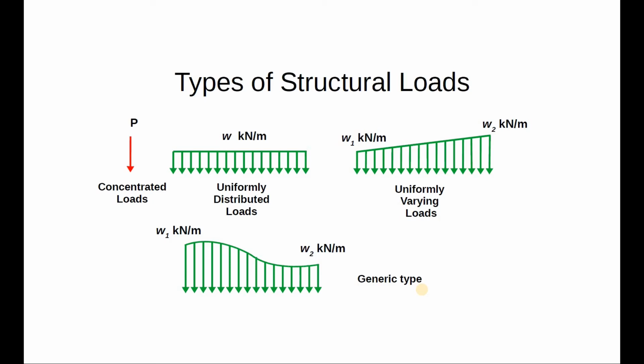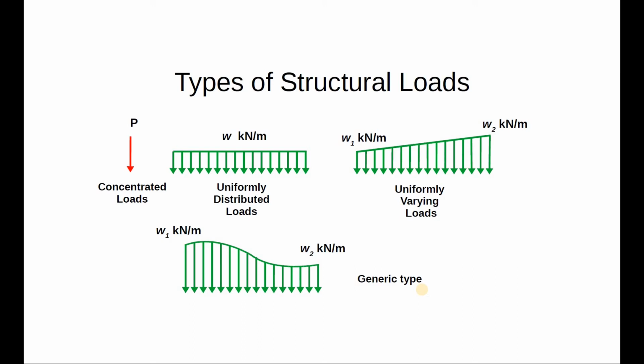These distributed loads can be thought of as a series of infinitesimally closely spaced concentrated loads. The total magnitude of distributed loads can be calculated as the area underneath the curve. For example, in case of uniformly distributed load, the total magnitude of the load is intensity multiplied by the span on which it is acting.